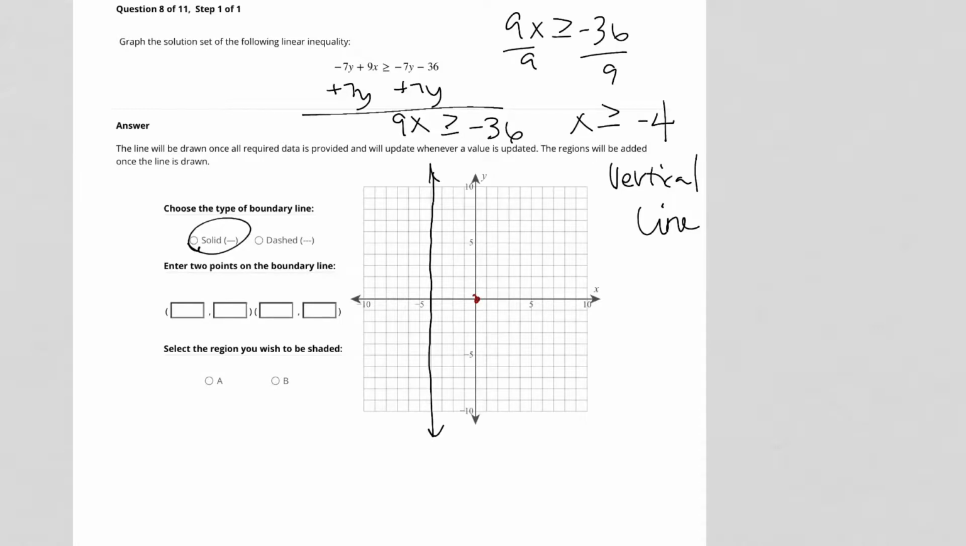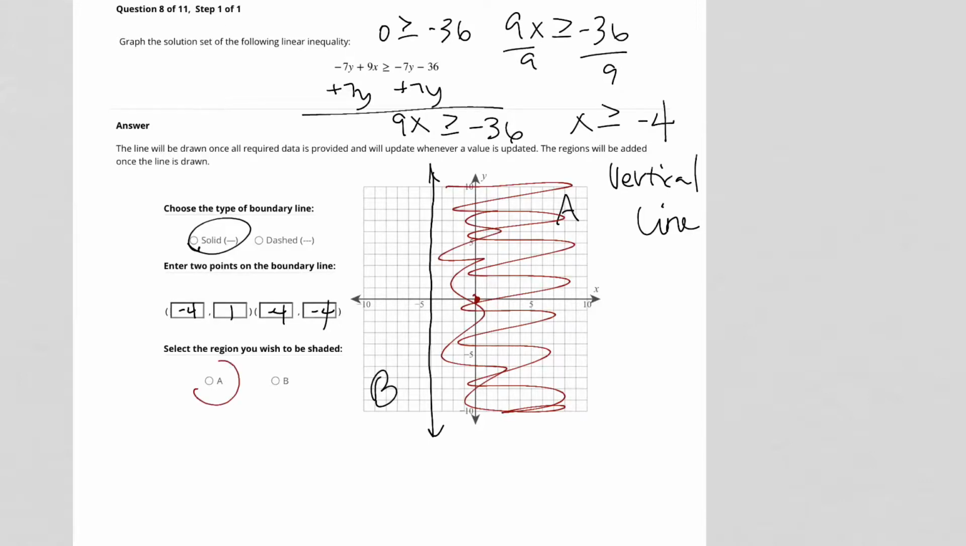And we can pick any points that we want to on this one, as long as the x-coordinate is negative 4. So negative 4, 1, negative 4, negative 4. I'm going to put A up here, B down here. When I test the point 0, 0, here is 0 greater than or equal to a negative 36? And the answer is yes, which means I'm going to shade over here in region A, the side that has 0, 0 in it.